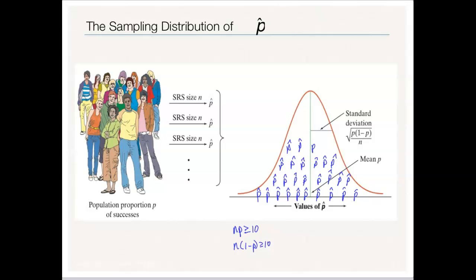Number two, it will center over the true population proportion, meaning its mean will be p, the true population proportion. Number three, as long as the 10% condition is satisfied, we can compute the standard deviation using this formula, the square root of p times 1 minus p over n.